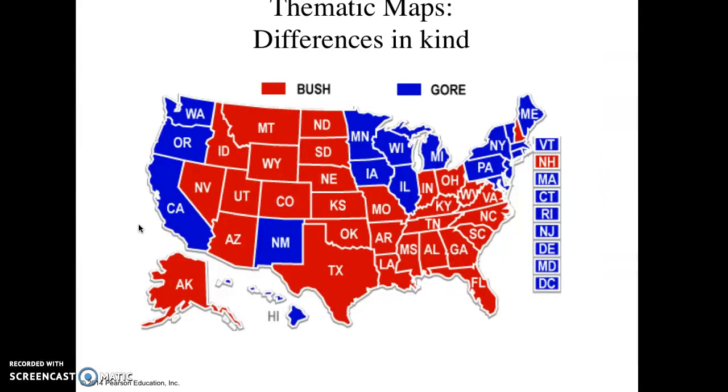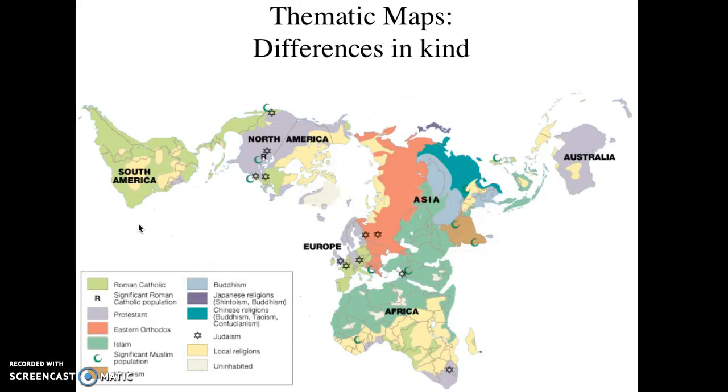We also have thematic maps that show you differences in kind. And in this case, they're just coloring in the states that voted for Bush in red and the states that had a higher number of voters for Al Gore. This would have been the 2000 election. Here's another one that shows you the distribution of different religions across the world. Same thing, a thematic map that shows you differences in kind.